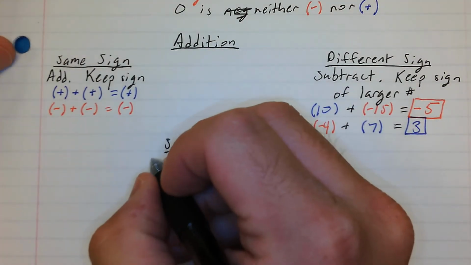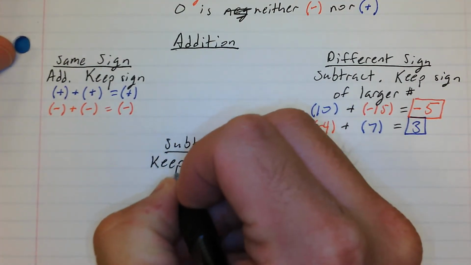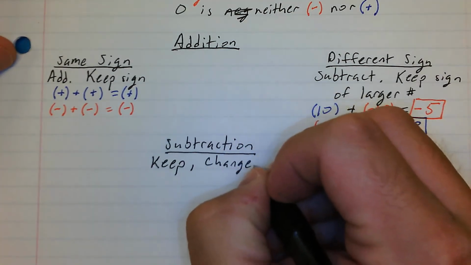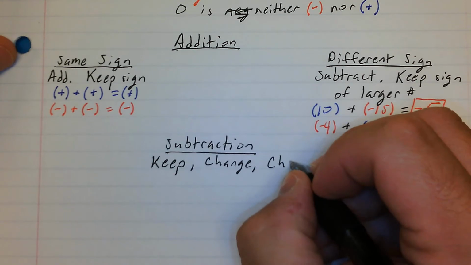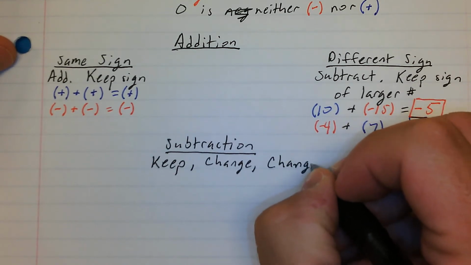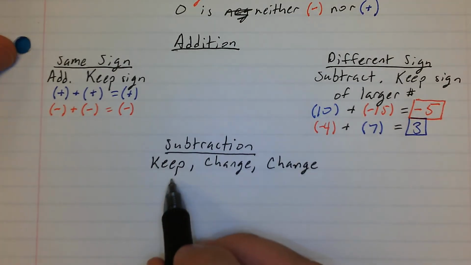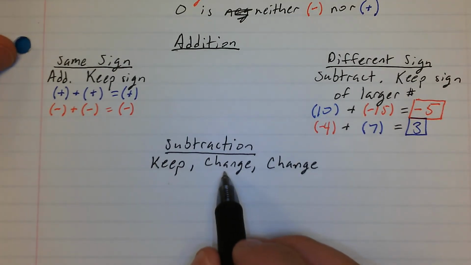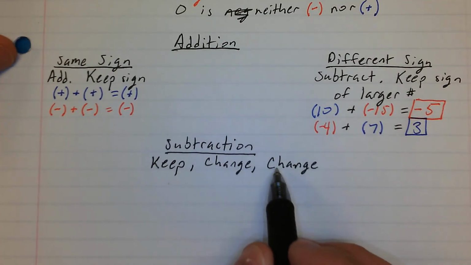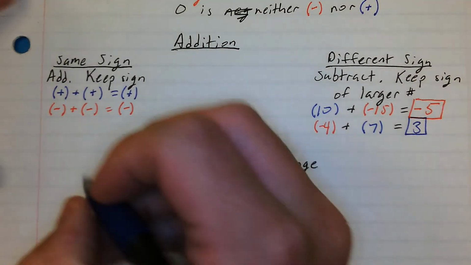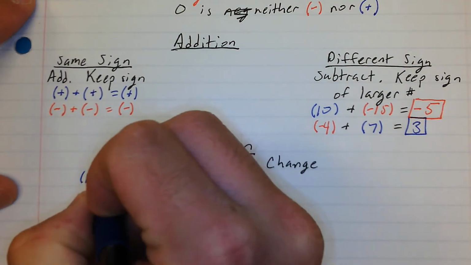Okay, so with subtraction, there's one shortcut. Keep, change, change. Some of y'all might notice keep, change, flip. We keep the first number, change the subtraction to addition, and then change the charge of the second number.